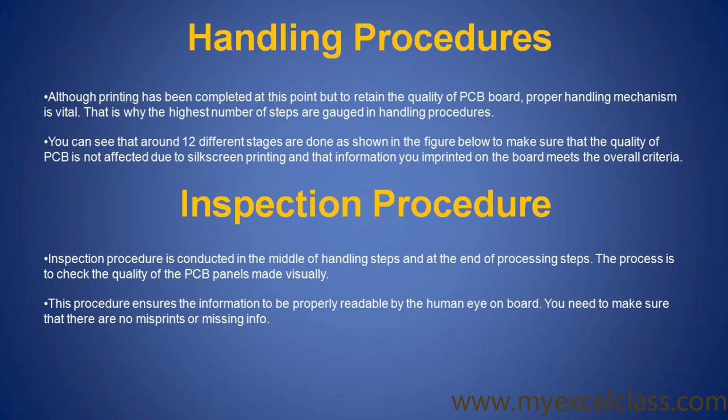I already discussed how you can make your PCB manually or by machinery. The next point we see is that around 12 different stages are done, as shown in the figure below, to make sure that the quality of the PCB is not affected by silk screen printing, and that the information printed on the board makes the overall criteria. So this is the handling procedure.